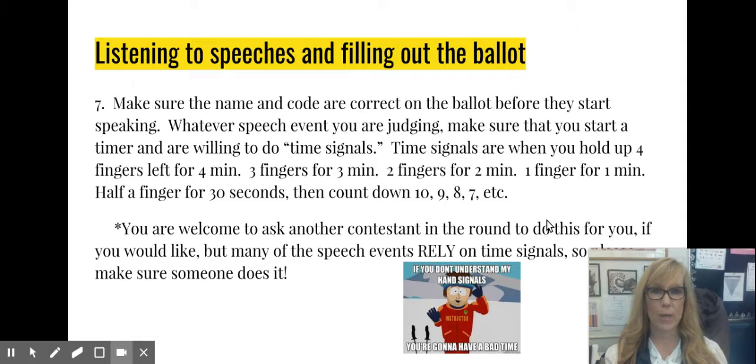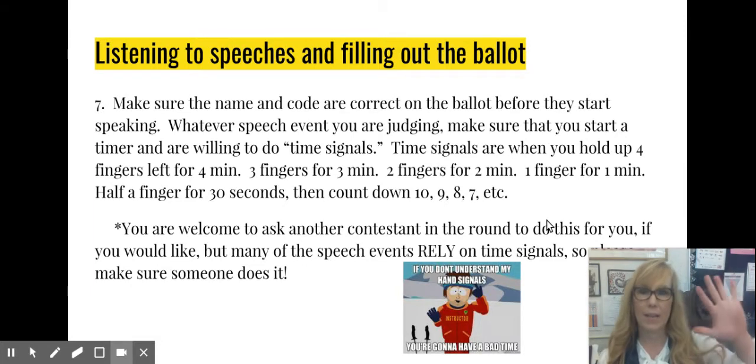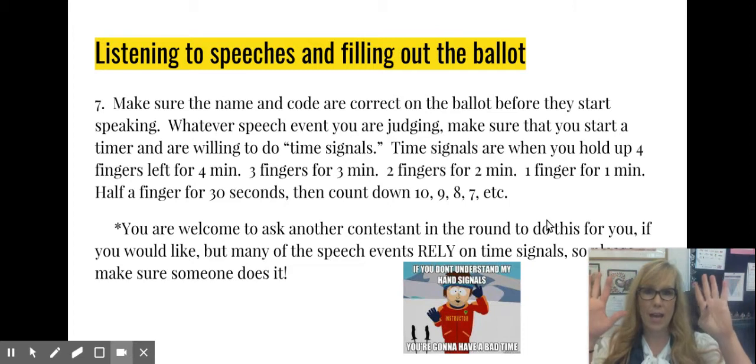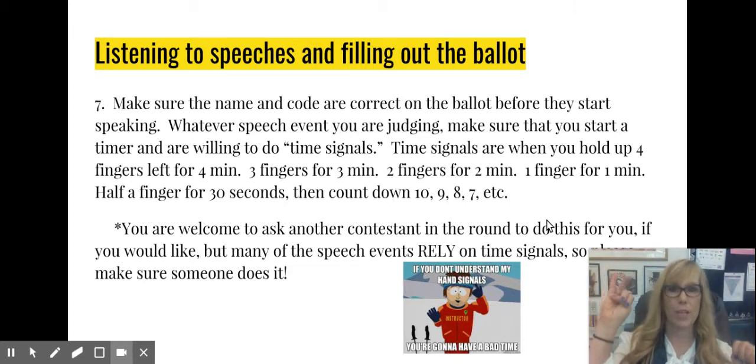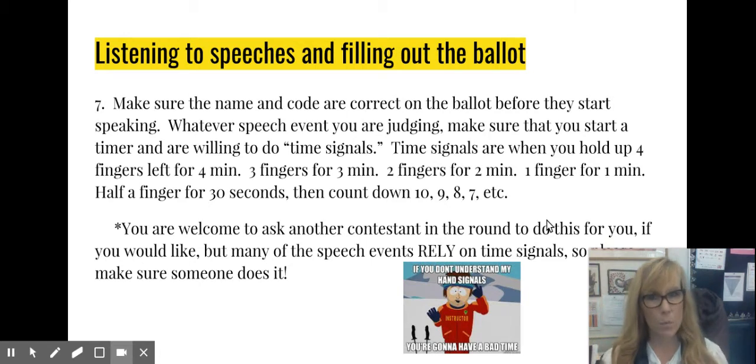Whatever speech event you're judging, make sure you take a timer and you're willing to do time signals for our kids. Time signals are when you hold up how much time they have left. So for instance, if they're giving a speech and it's 10 minutes long and they say, please start giving me time signals at 5 minutes, then I would hold up 5, and then at 4 minutes, hold up 4, and then 3, 2, 1. This means 30 seconds. It's like a pirate hook. And then 10, 9, 8, 7, 6, 5, like that, okay? Usually there's a 15-second grace period when you finish, but then you've got to kind of cut them off.